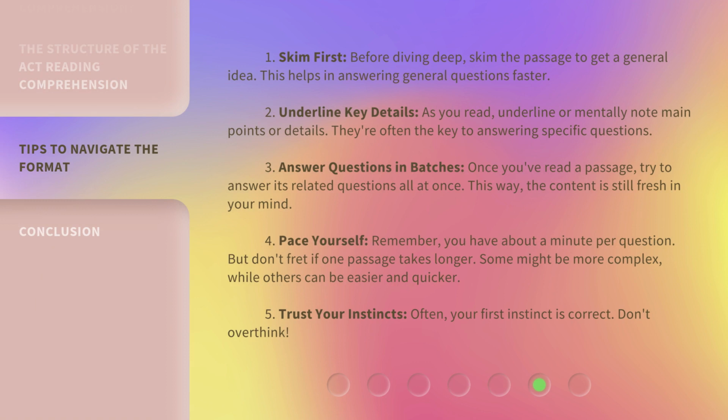1. Skim first. Before diving deep, skim the passage to get a general idea. This helps in answering general questions faster. 2. Underline key details. As you read, underline or mentally note main points or details. They're often the key to answering specific questions.